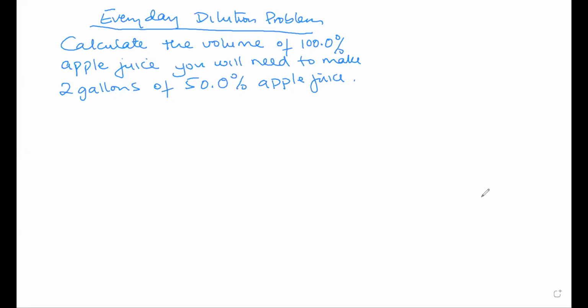Okay, so this is an everyday dilution problem. We do this every day. So we want to calculate how much volume. We call it the initial volume, V1. We don't know it. And the initial concentration, we call it C1, is 100%.